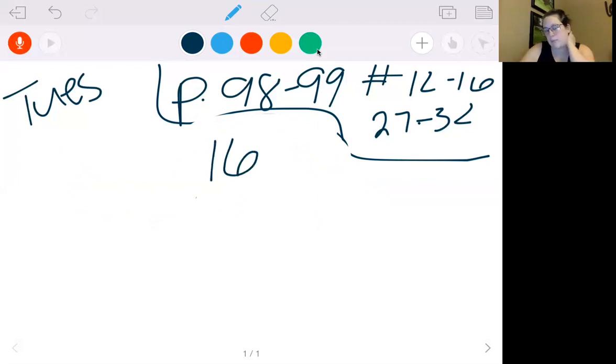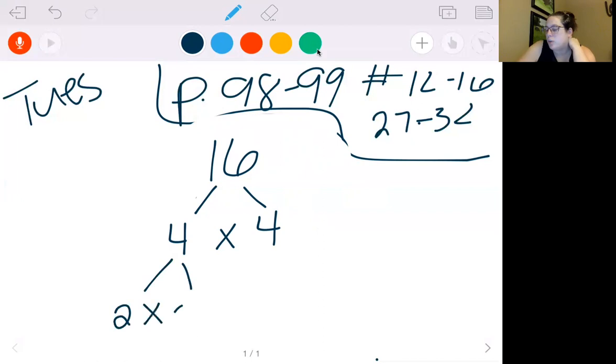If they give us a number 16, I need to figure out what two numbers multiply to get 16. 4 times 4 comes to mind first. Doesn't matter, you could do 8 times 2. You cannot do 16 times 1 because you're just going to keep repeating. My goal here is to get all prime numbers at the end. So I have 4 and 4. Those are not prime, they're composite. So I break them down again to 2 times 2. 2 is a prime number, so I can circle it and be done.